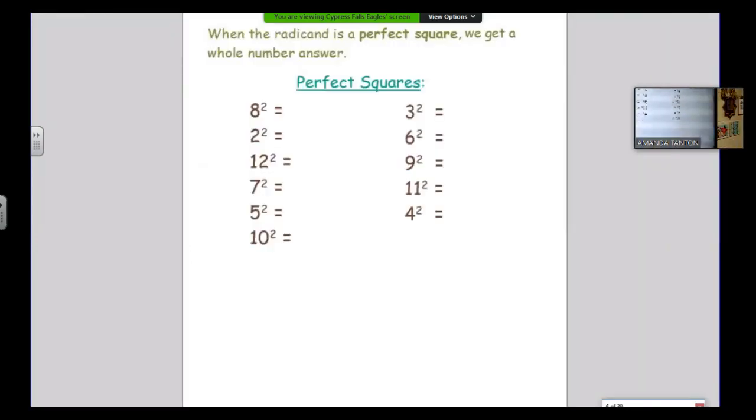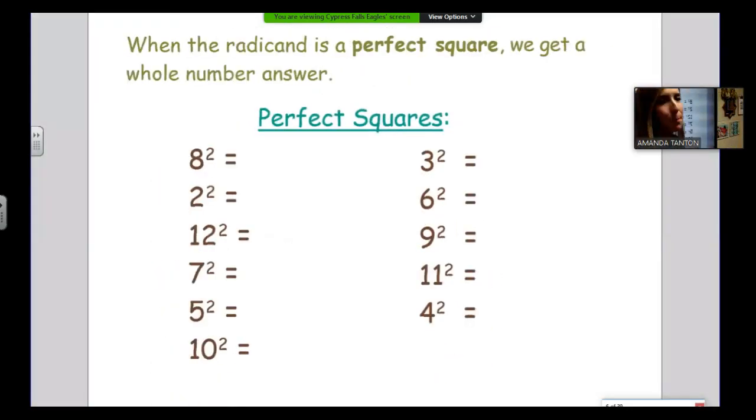Okay, so it's good to memorize the perfect squares from 1 to 12. Those are numbers that come up all the time, and the more of them you know, the faster and more smart you're going to be able to solve these problems. Okay, everyone just yell out the answer. 8 squared. 64. 64. Memorize these if you haven't.